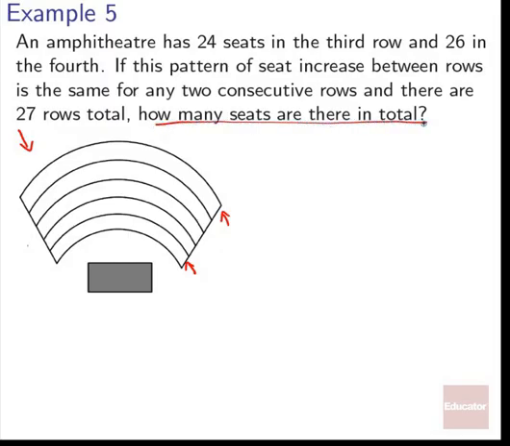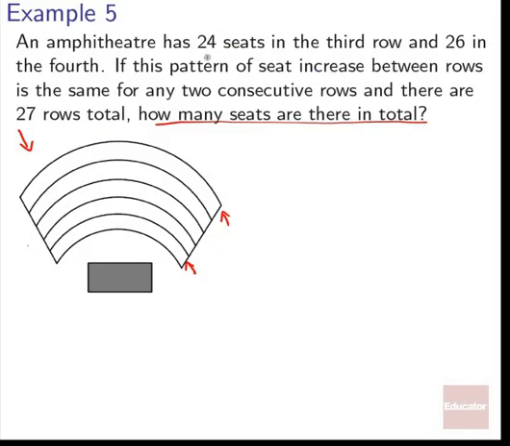So how many seats total? What we can do is talk about the third row has 24 seats. The fourth row has 26 seats. So we could think of this as a sequence, right? We know that it has the constant increase. The pattern of seat increase between rows is always the same. So what we've got here is an arithmetic sequence. Makes sense since that's what the lesson is about.